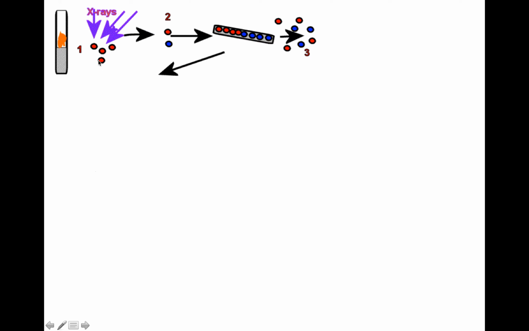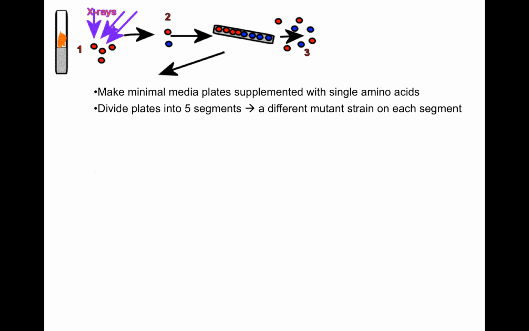So they took some Neurospora and they hit it with X-rays and they isolated some, and then they let them develop into a sporocap, and then they isolated the different spores to find out what the mutations were in each of them. How did they determine what the mutations were? Well, they made some minimal media plates supplemented with single amino acids. So the minimal media is essentially salt and sugar. And then one by one they added back amino acids or their precursors.